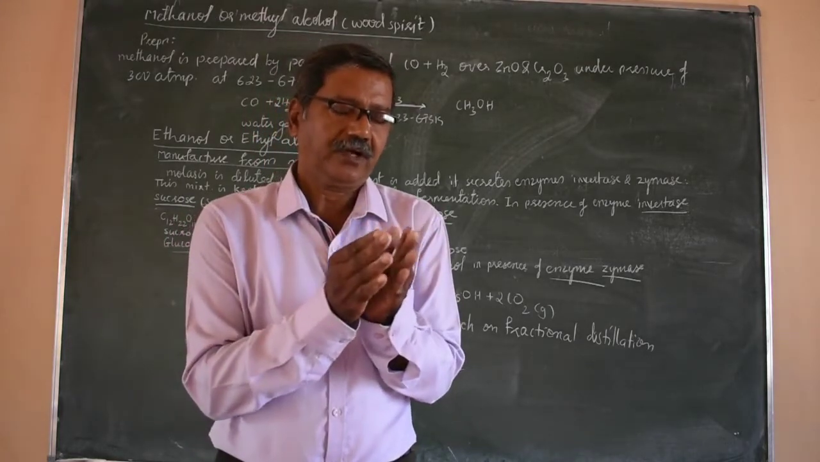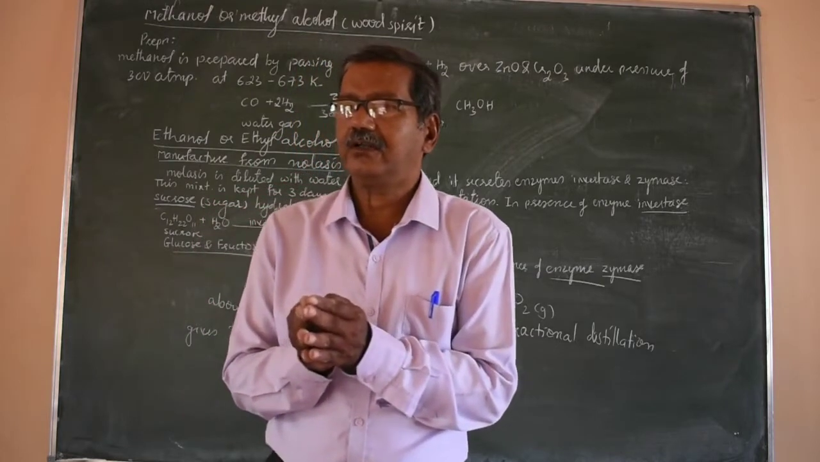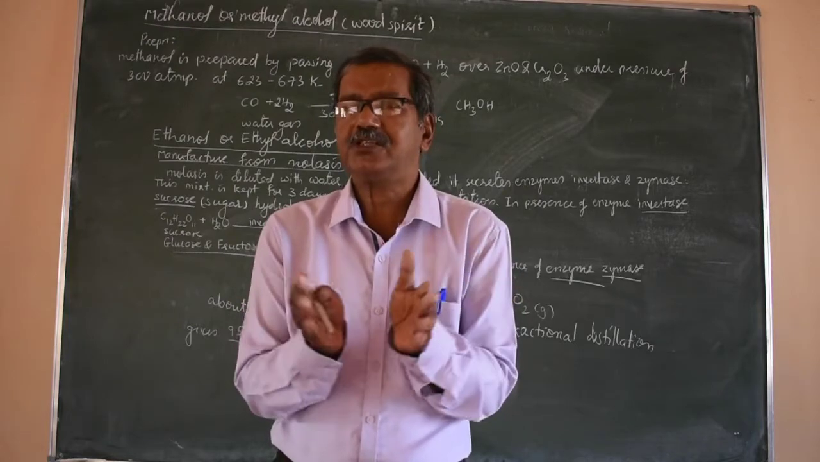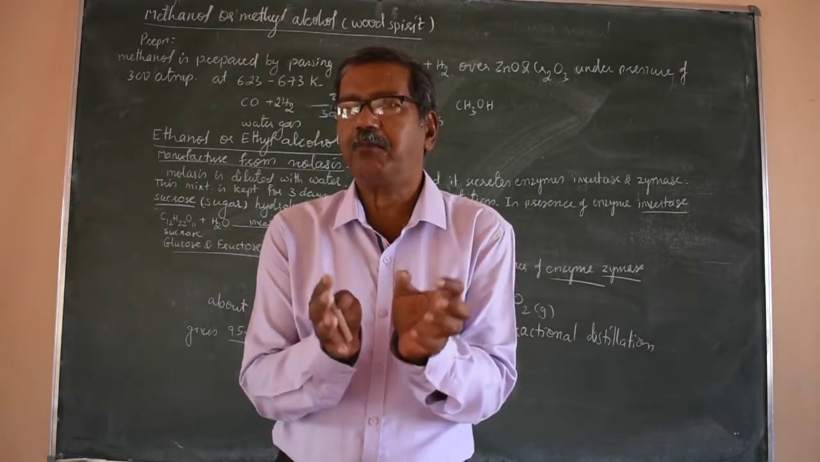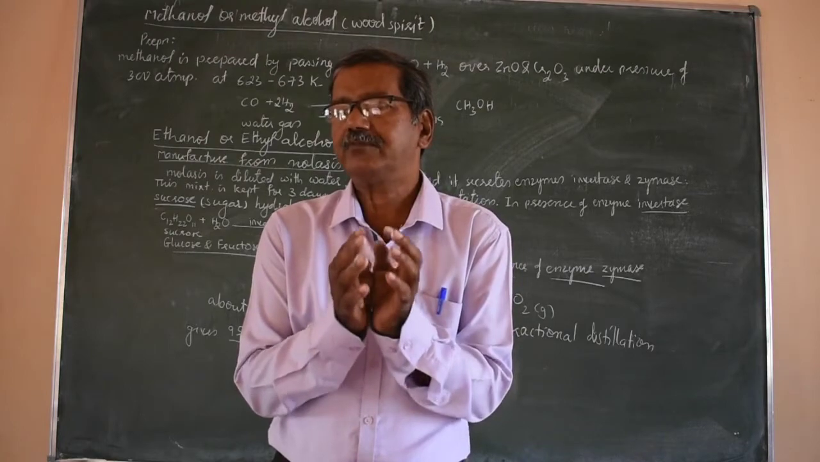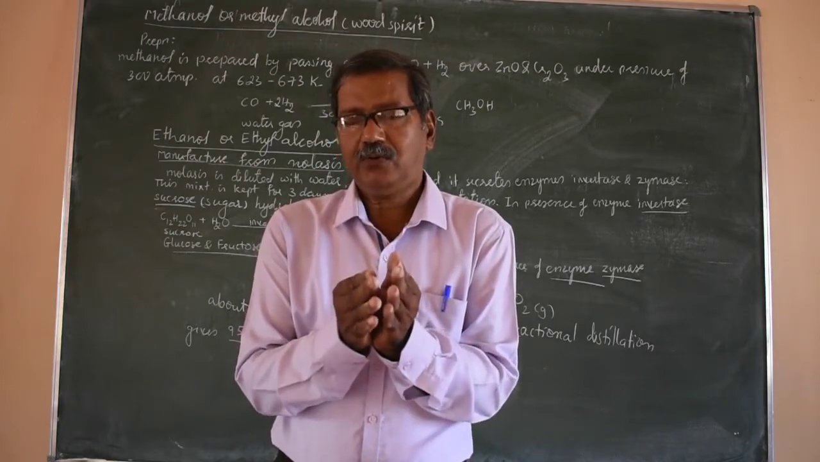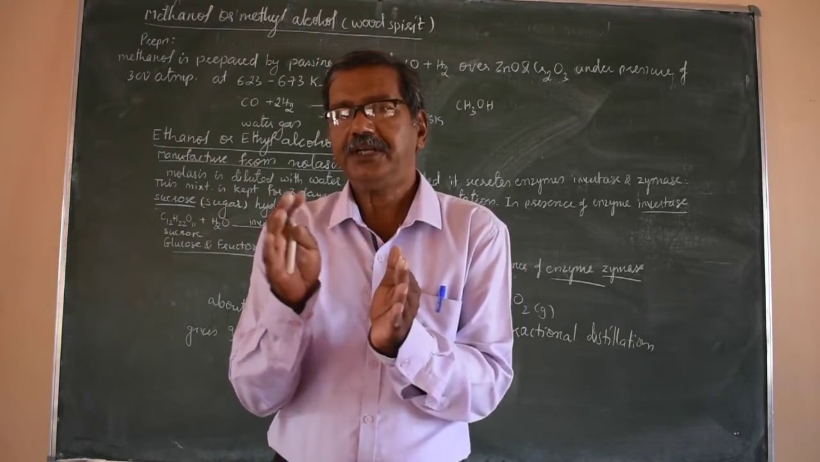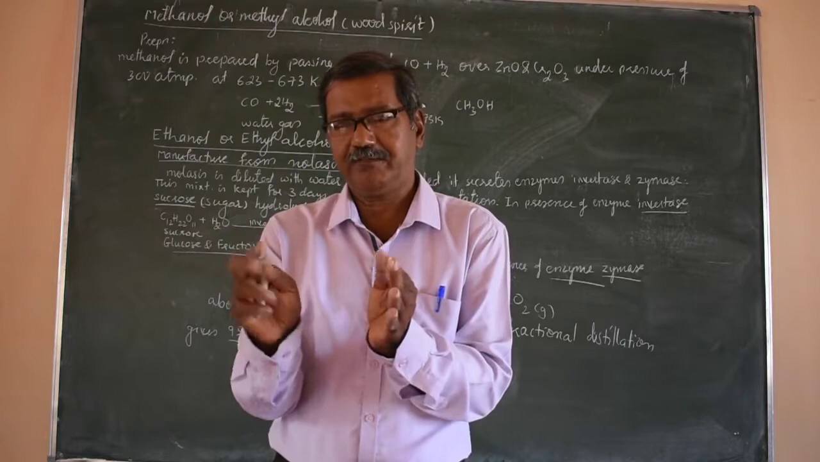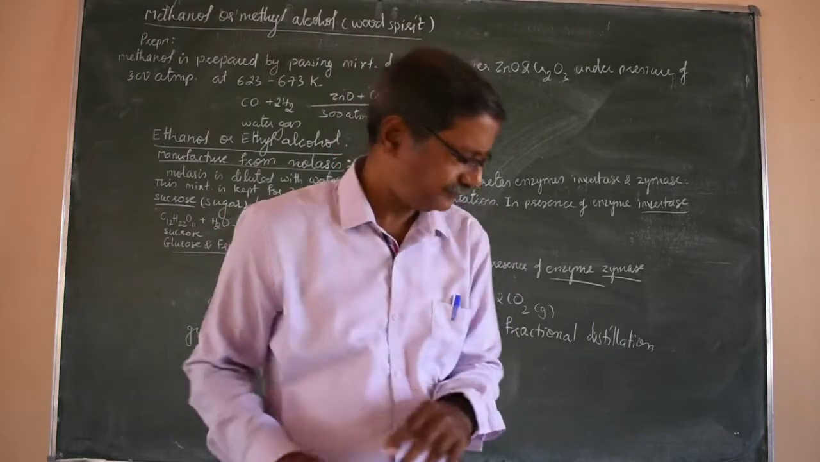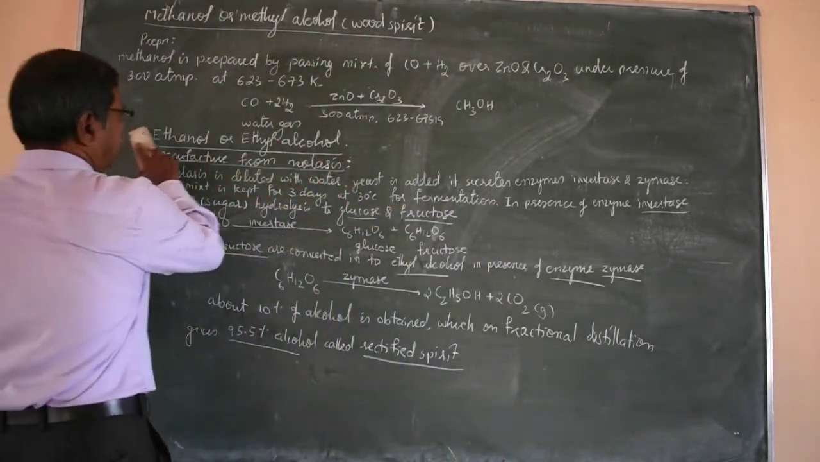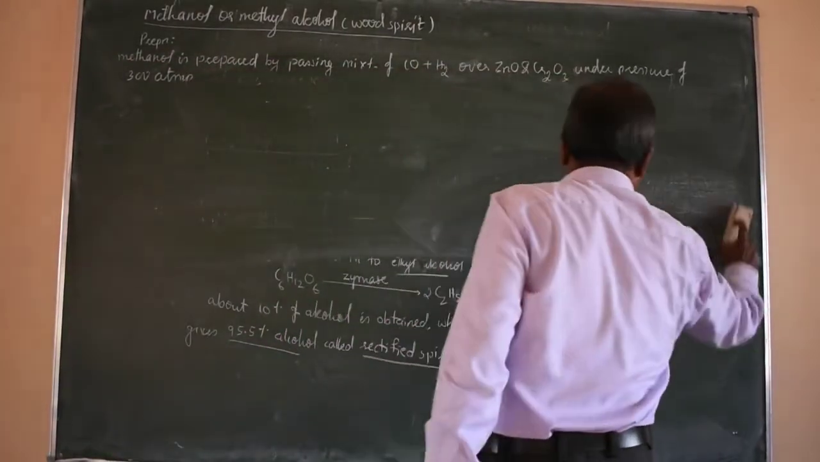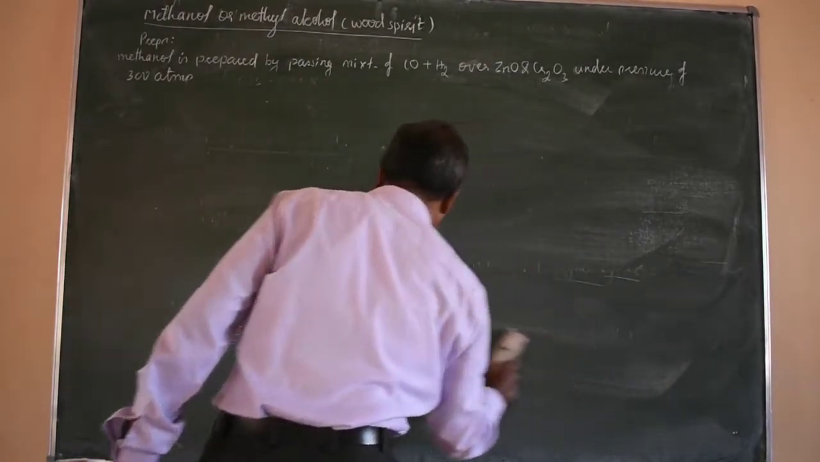Then we also use ethyl alcohol as a fuel for motors, not directly, but mixed with petrol. That mixture is called power alcohol. Power alcohol is a mixture of petrol and absolute ethyl alcohol in the ratio 80 to 20, or 80% and 20%, with a little benzene. So that is about denatured alcohol and power alcohol.